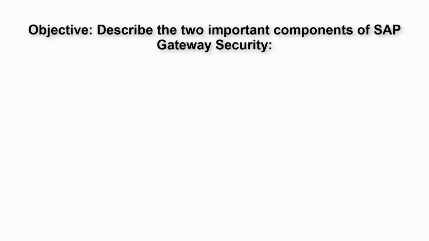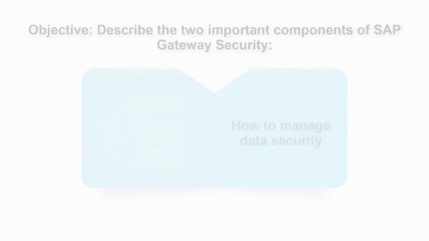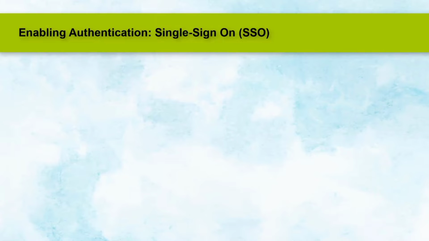This video will describe the two important components of SAP Gateway Security: enabling authentication and managing data security. Let us check out the different aspects of enabling authentication, the first one being the single sign-on.